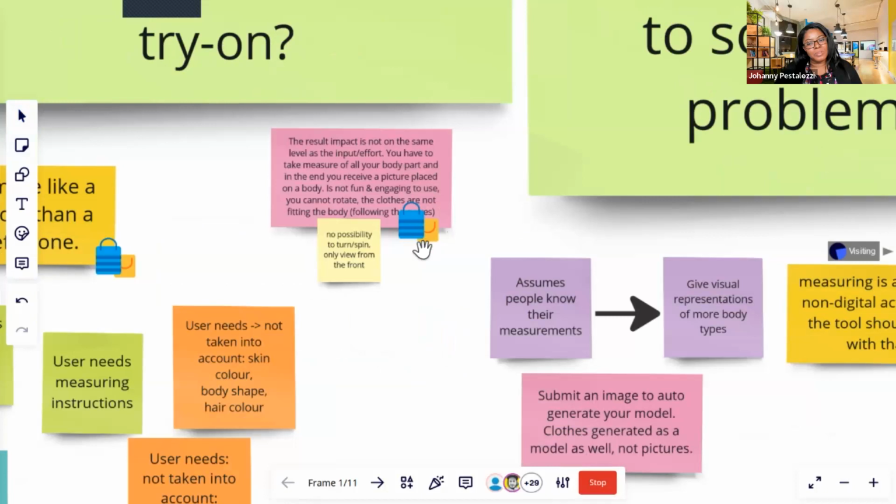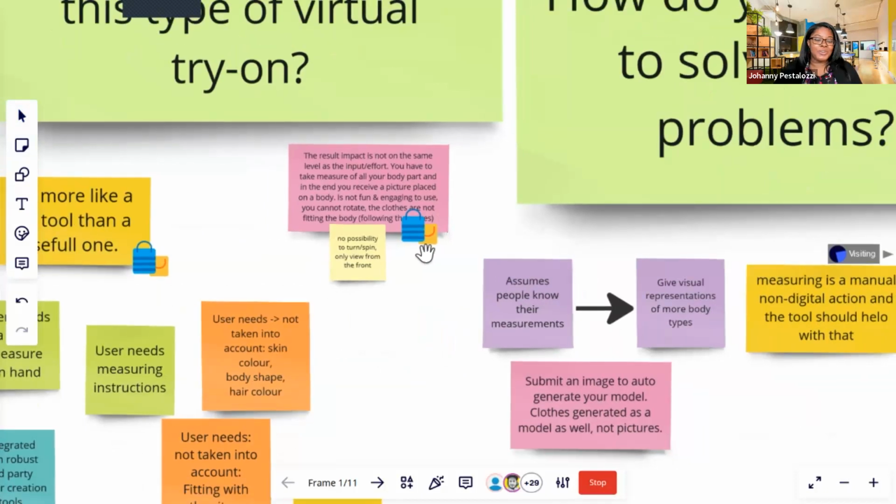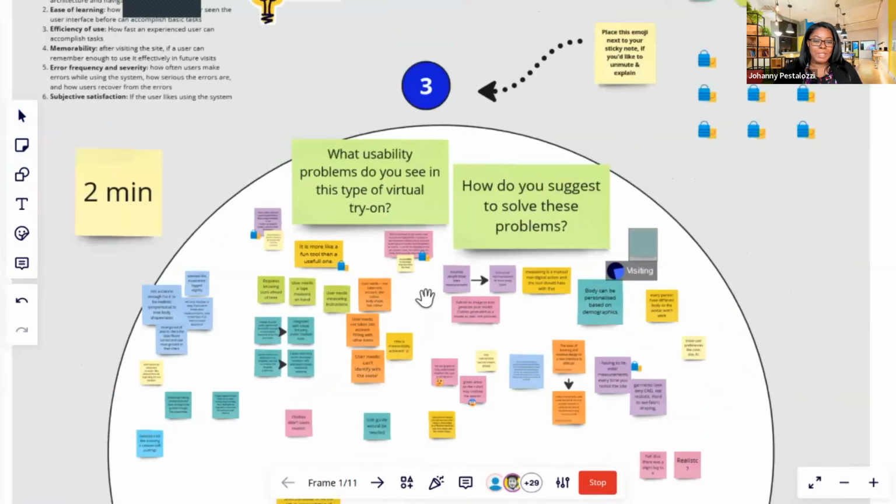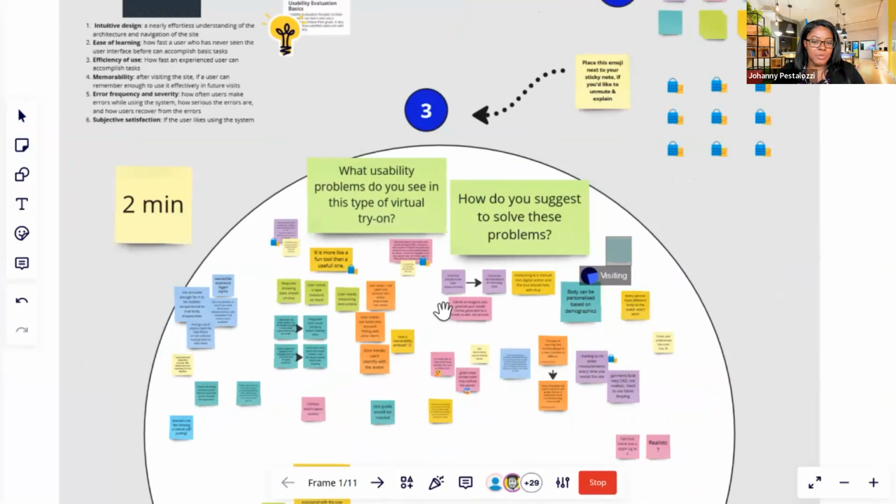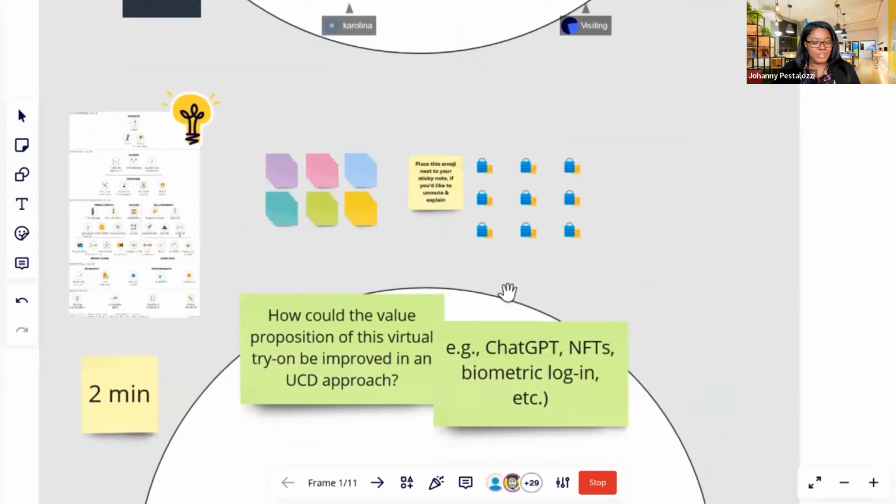Okay, perfect. So thanks a lot also for sharing your thoughts. You will have access to this board in view mode after the workshop so that you can have a look at the answers of other participants. We will need to move on to the next question.